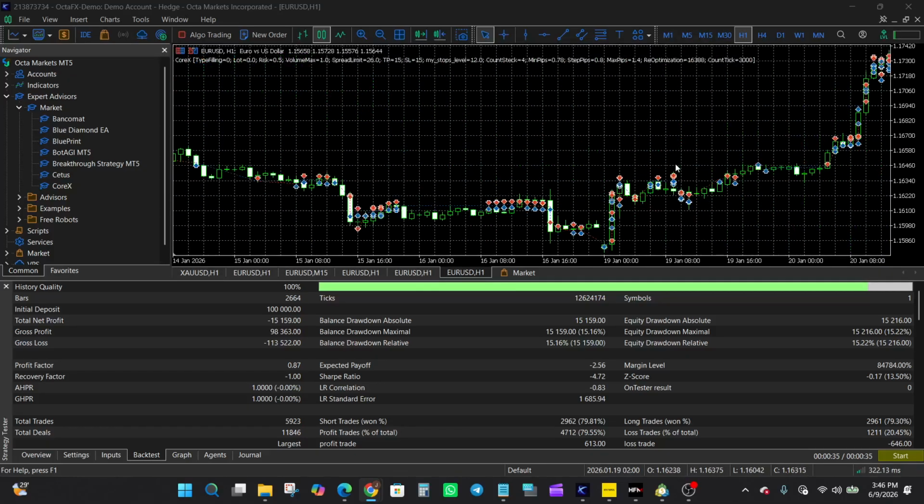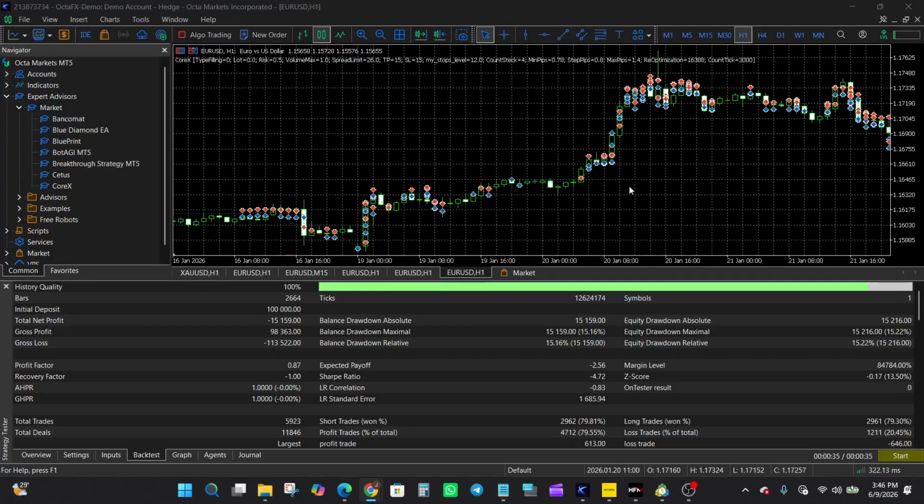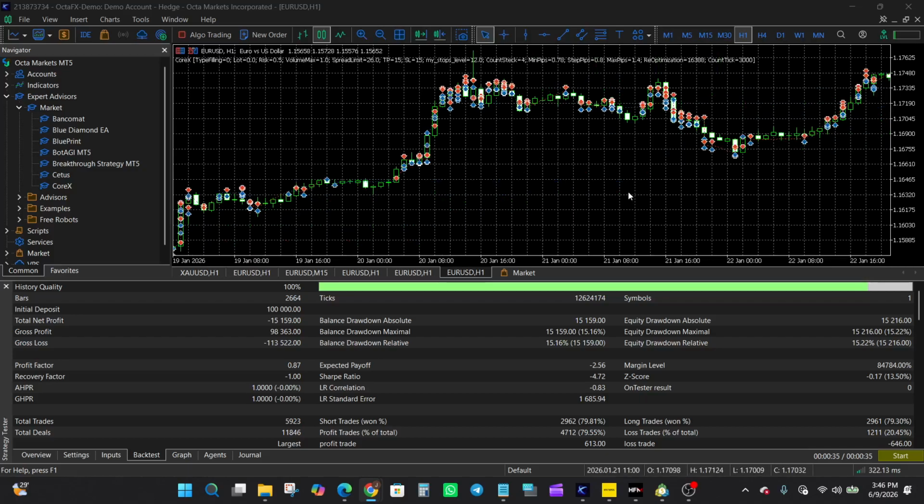So if you are interested in this type of adaptive tick-based system, I would recommend running your own optimization and longer-term historical testing to better understand how it behaves under different market conditions before considering any live deployment.